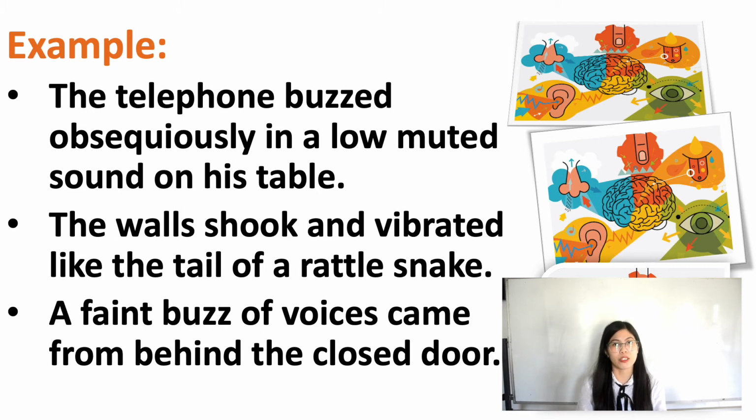Next example: the walls shook and vibrated like the tail of a rattlesnake. Here, how the walls shook and vibrated was compared to the sound of the tail of a rattlesnake. Another example is this one: a faint buzz of voices came from behind the closed door.